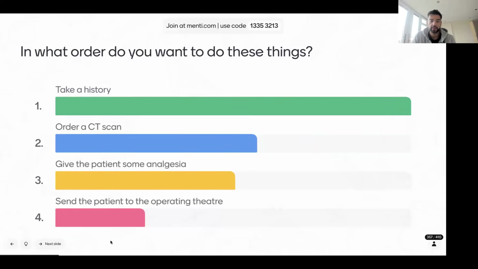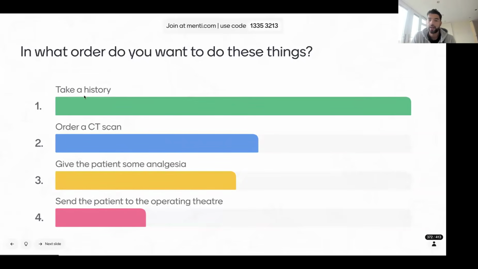Right. So people have said taking a history first, then ordering a CT scan, then giving the patient some analgesia, and then sending the patient to the operating theatre. I definitely agree that sending the patient to have an operation is going to be the last thing you do.